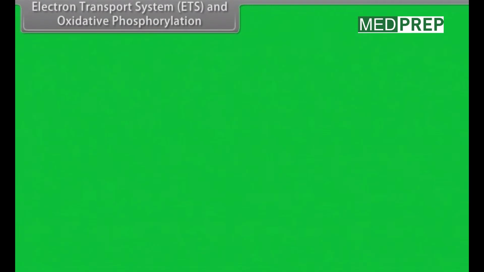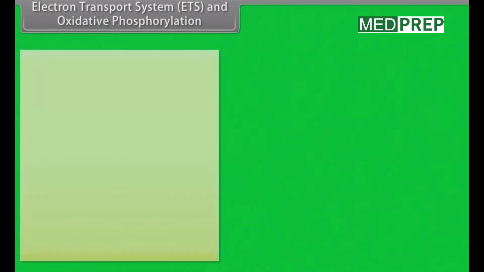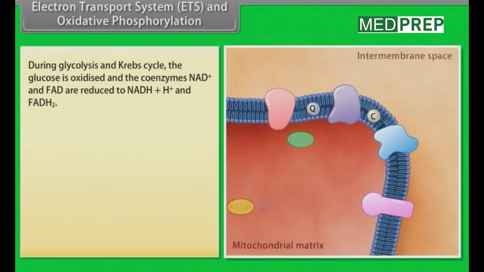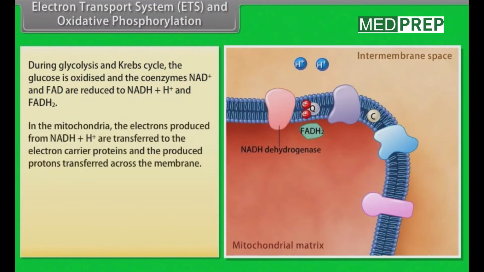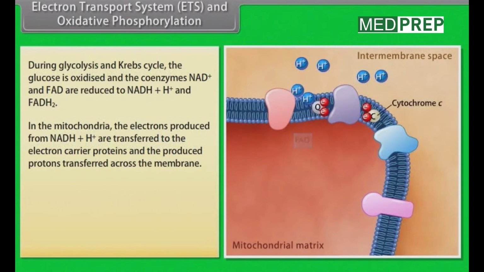Electron transport system, ETS, and oxidative phosphorylation. During glycolysis and Krebs cycle, the glucose is oxidized and the coenzymes NAD+ and FAD are reduced to NADH plus H+ and FADH2. In the mitochondria, the electrons produced from NADH plus H+ are transferred to the electron carrier proteins and the produced protons are transferred across the membrane.